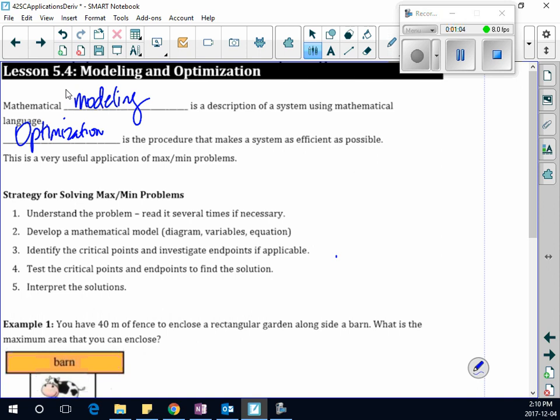Okay, so strategy for solving max min problems. Understand the problem. You might need to read it several times. Develop a mathematical model, meaning draw a diagram, write down equations, variables, etc. You need to identify the critical points and investigate the endpoints if applicable. You need to test the critical points and endpoints to find the solution and then interpret the solution.